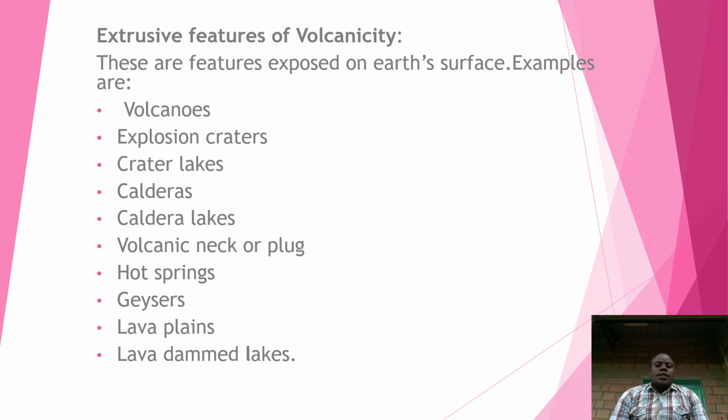They include volcanoes, explosion craters, crater lakes, calderas, caldera lakes, volcanic neck, hot springs, geysers, lava plains, and lava dammed lakes. So we are going to explain one by one using definitions and at least some illustrations showing the formation for each.